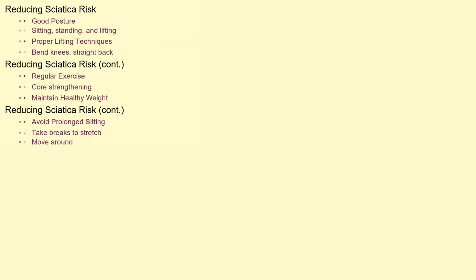While you can't always prevent sciatica, there are things you can do to reduce your risk. Maintaining good posture when sitting, standing, and lifting is key. Use proper lifting techniques by bending at your knees and keeping your back straight. Regular exercise, especially core strengthening exercises, can help to support your spine and prevent injuries. Maintaining a healthy weight can also reduce stress on your spine. And, of course, avoid prolonged sitting and take breaks to stretch and move around.